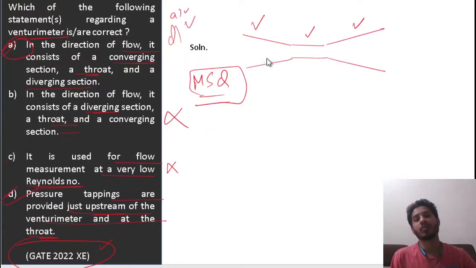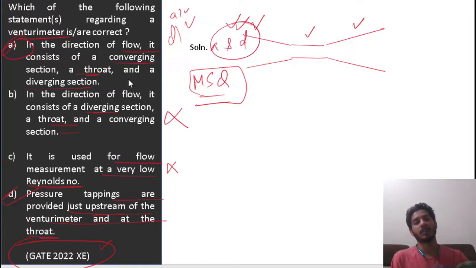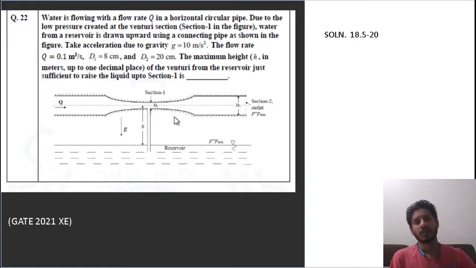So for this question, options A and D are correct. Options A and D are correct. So, simple question. Next question. This question was asked in GATE 2021 in your branch.